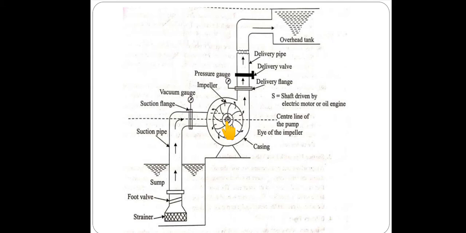As I told, water comes here, at the eye of the impeller. Then from the eye of the impeller, due to centrifugal force acting on the water, it starts moving radially outward towards the outer casing. Radially, so you can see here the directions radially outwards. So what do you mean by centrifugal force? Centrifugal force is a force which is directed away from the center around which the body is moving.